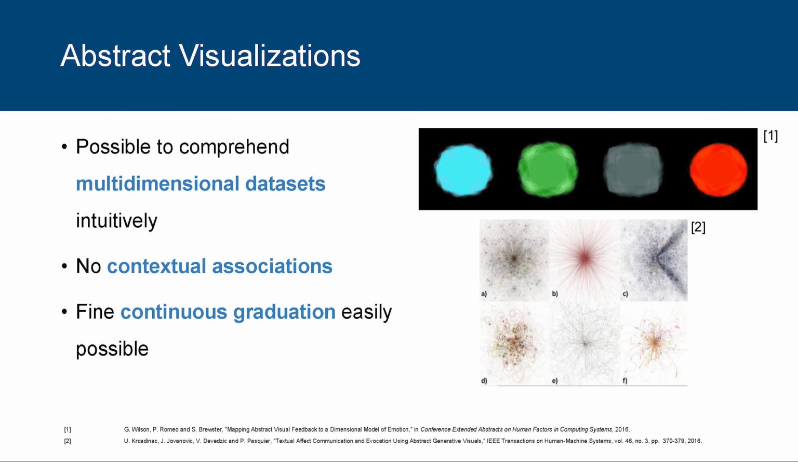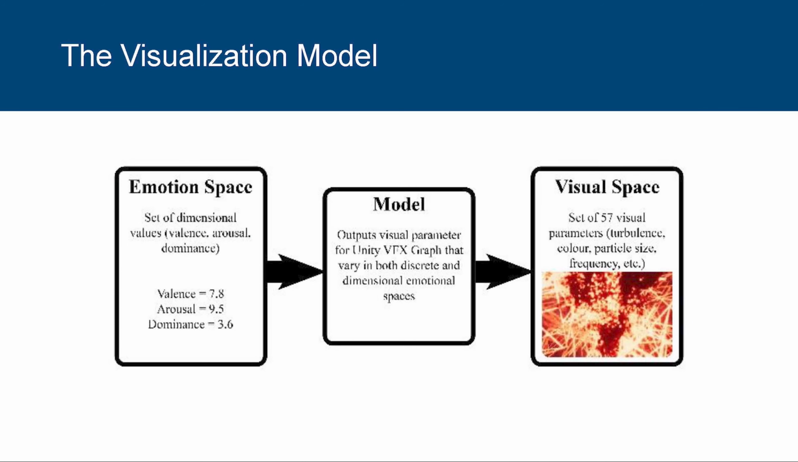communication medium. Abstract visuals are very powerful at effectively and efficiently conveying multi-dimensional datasets as users can comprehend multiple visual parameters simultaneously. This algorithm was designed so that emotional inputs could be reliably converted into affective visual outputs.